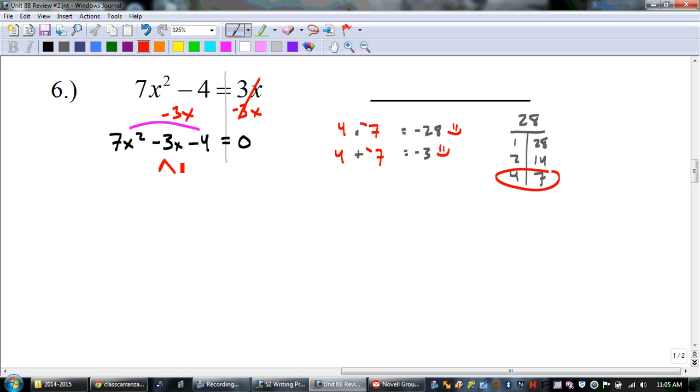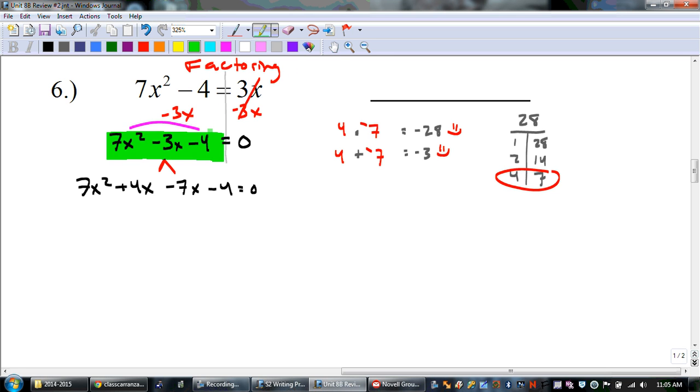So we can go through and split the middle term. So we got 7x squared plus 4x minus 7x minus 4 equals 0. The way I'm solving this now is I am factoring. Now, once again, if you want to go at this point and just do the quadratic formula, you could do that. That is your choice.